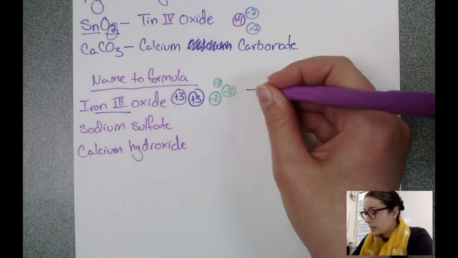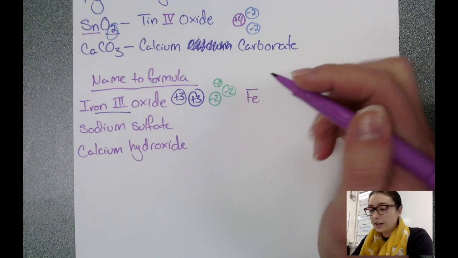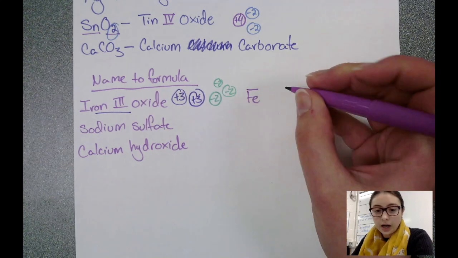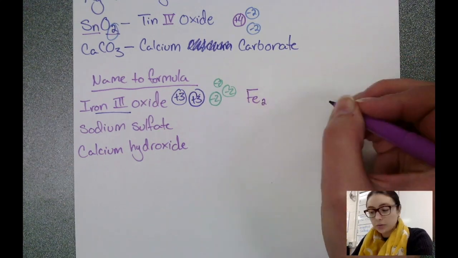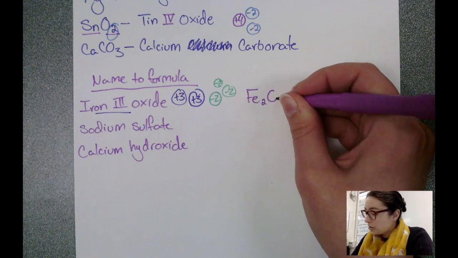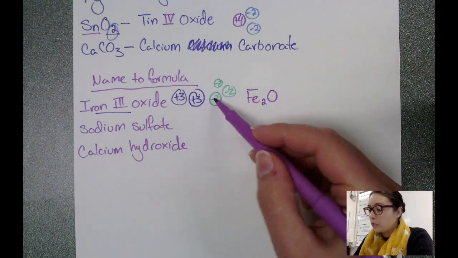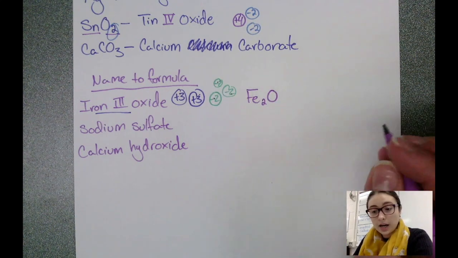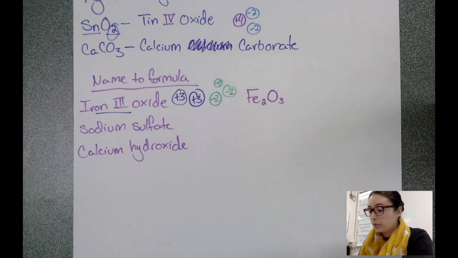So when I write this, we'd write the symbol Fe for iron. I have 1, 2 iron ions, subscript 2. Symbol for oxygen is O. I have 1, 2, 3 oxide ions, subscript 3.